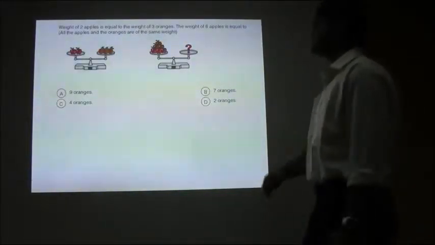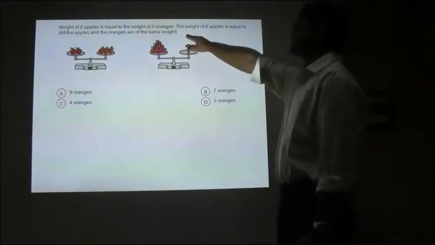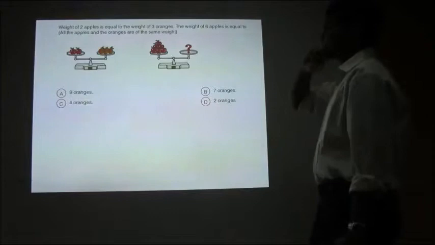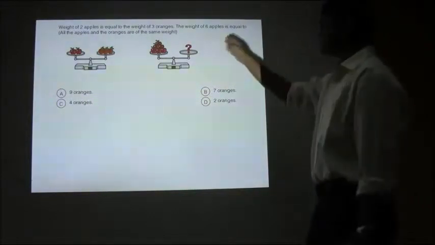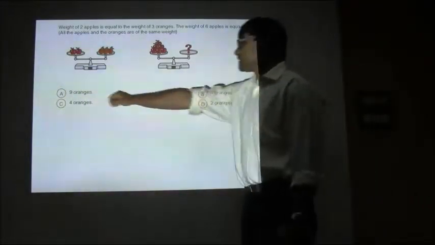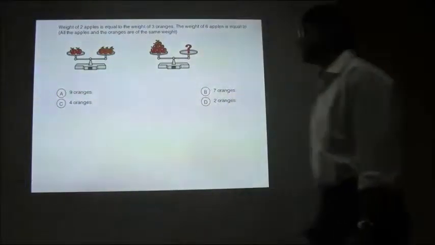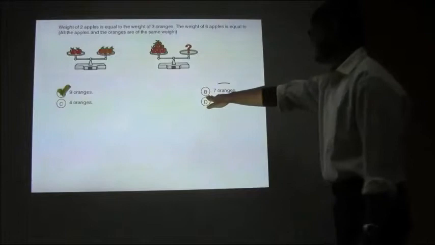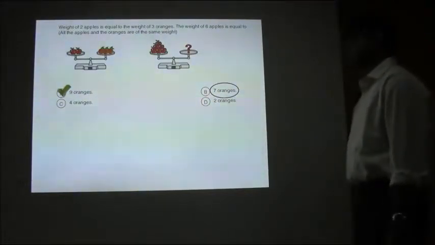Now the question says that the weight of 2 apples is equal to the weight of 3 oranges. And what is the weight of 6 apples equal to? Now, in proportional reasoning, you would obviously say A, 9 oranges. But what students are doing is selecting B, 7 oranges.